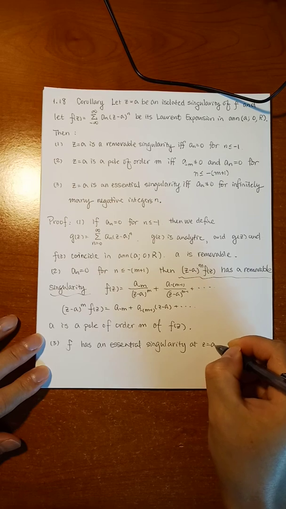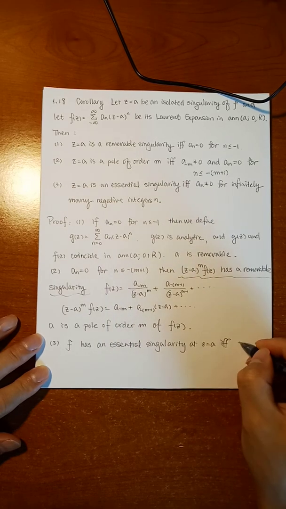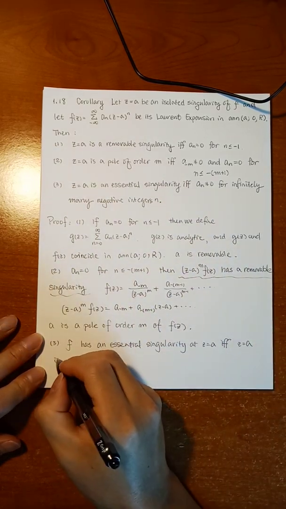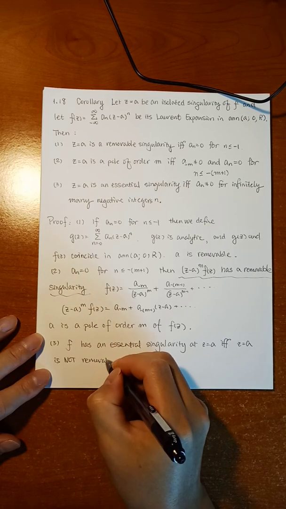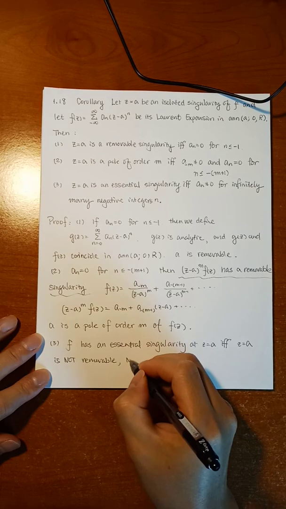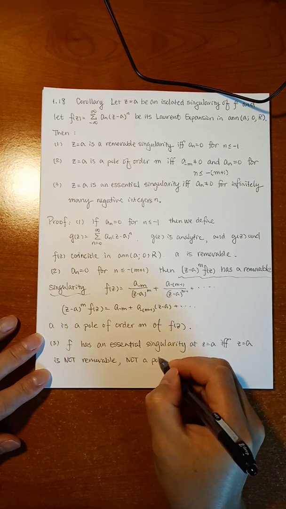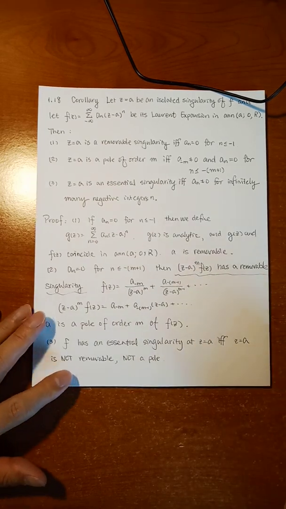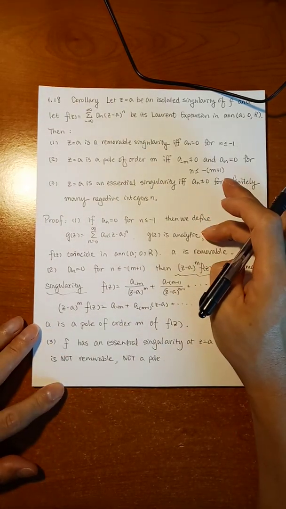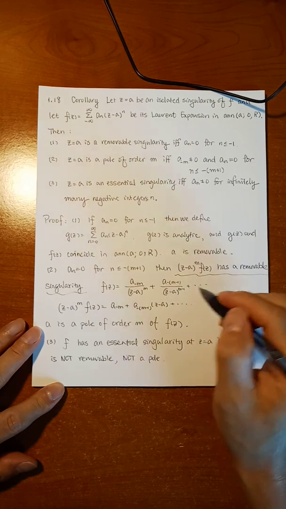At z equal to a, if and only if z equal to a is not removable, not a pole, right? That's a definition. What is essential? Essential just means it's not removable, it's not a pole. You exclude the first case, exclude the second case.